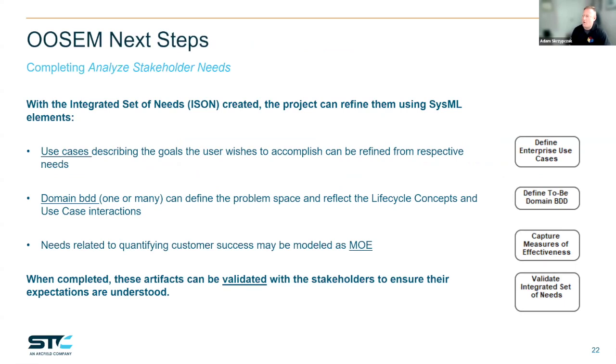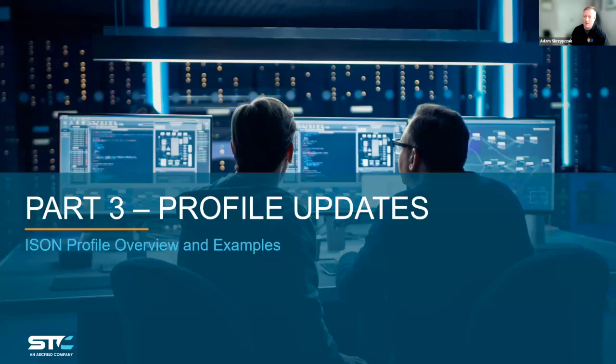And then lastly, these OOSEM next steps. Once you have this integrated set of needs complete, it should make it easier for you to define your domain BDD, your use cases, and your MOE that you have for your enterprise and that your system contributes to. So your domain BDD is useful for capturing not just what your system of interest is, but what it interacts with and contextualizing it. And those use cases help define those goals that a user wants to accomplish, which helps then support a behavioral analysis later and analyze system requirements that will allow you to identify those system behaviors and then your system functional performance requirements as well. So that's how we tried to incorporate that. So with that, I'll take a pause on this section.